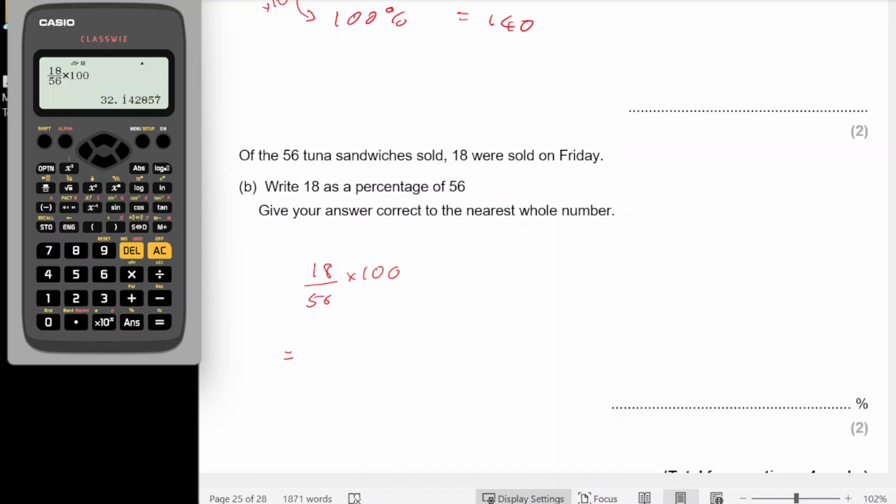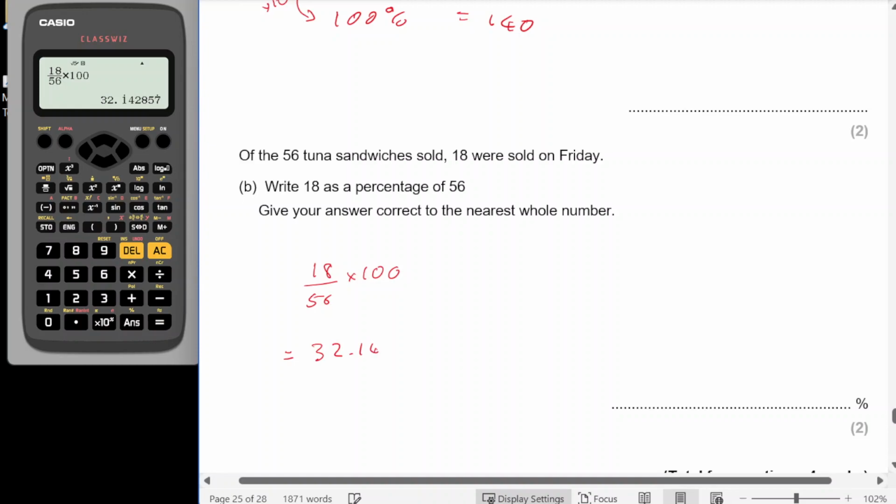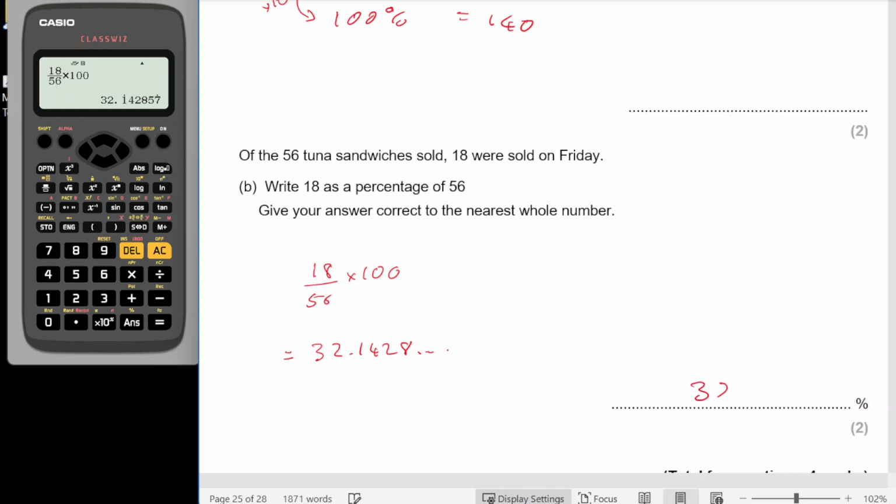So as a decimal, I've got 32.1428... Giving your answer to the nearest whole number, then it's going to be 32%.